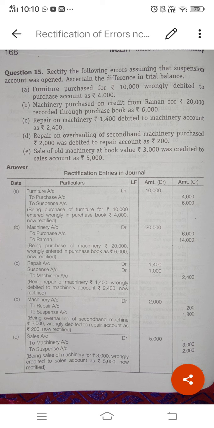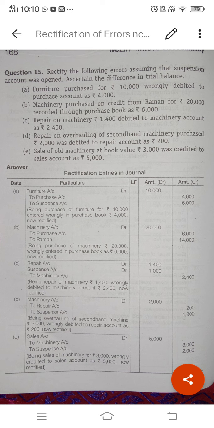And what is the correct debit? Correct debit is a machinery account. So machinery account debit 20,000. To cancel the wrong debit, we have to credit the purchase account. So to purchase account 6,000 and the balance 14,000 to be transferred to the suspense account. Okay, next one.